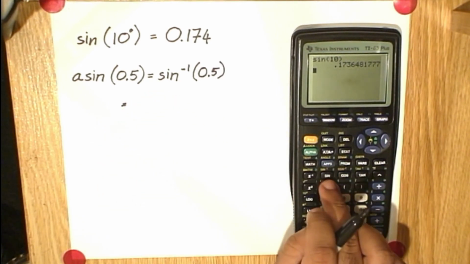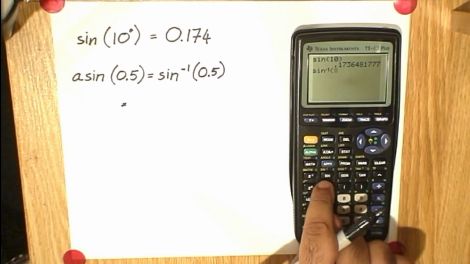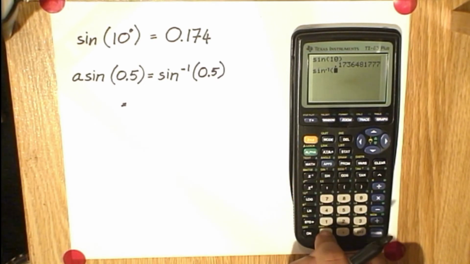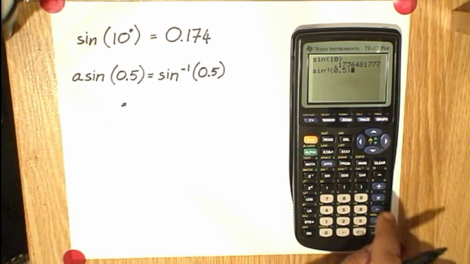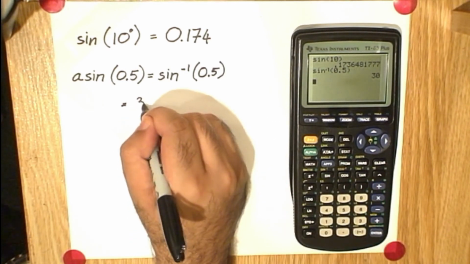So to do an arc sine, I would say second sine. That gives me sine to the power of -1, also known as arc sine. And I would type in arc sine of 0.5, close parenthesis, equals, and I would get the answer, 30 degrees.